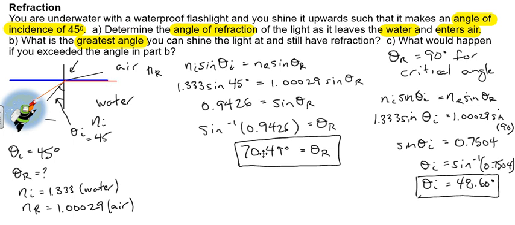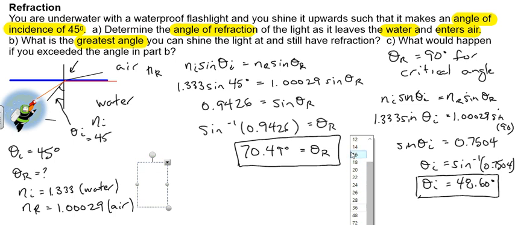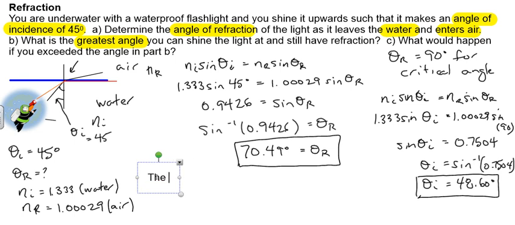That's my critical angle. And part C says, what would happen if you exceeded the angle in part B? You've exceeded the critical angle, so if you've exceeded it, you would have total internal reflection. So I'm just going to type that out here. Change the font size to 16.